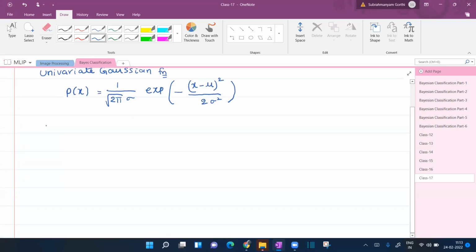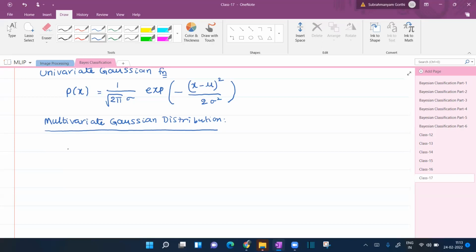Now, let's write the expression for multivariate, meaning any dimension. Multivariate Gaussian, you can call it Gaussian function or Gaussian distribution, whichever you may call it. That's what we are going to write now. Okay, so let's move on now from probability of x to probability of x bar.